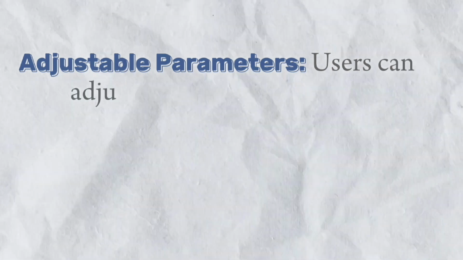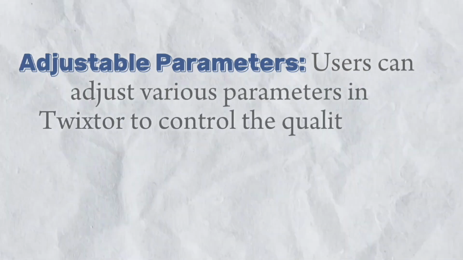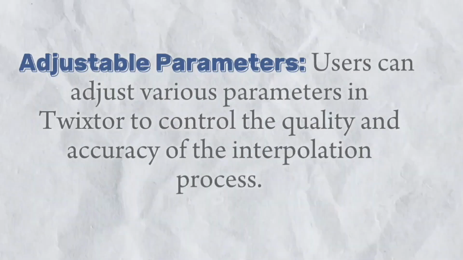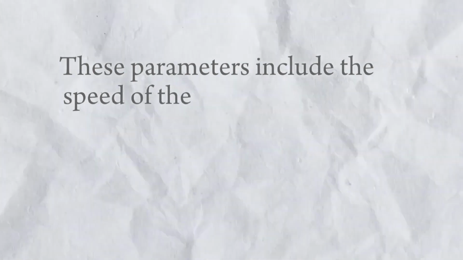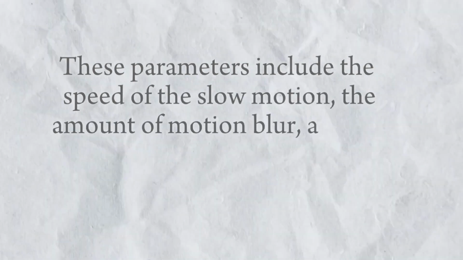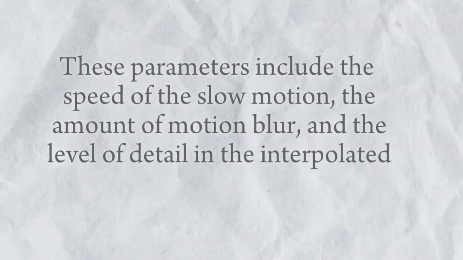Adjustable parameters. Users can adjust various parameters in Twixtor to control the quality and accuracy of the interpolation process. These parameters include the speed of the slow motion, the amount of motion blur, and the level of detail in the interpolated frames.